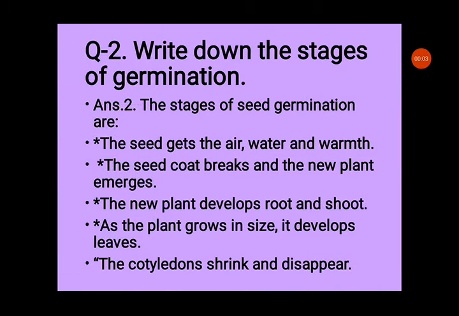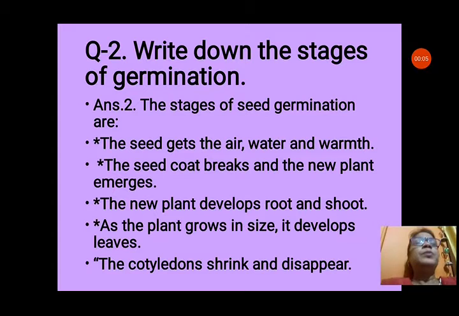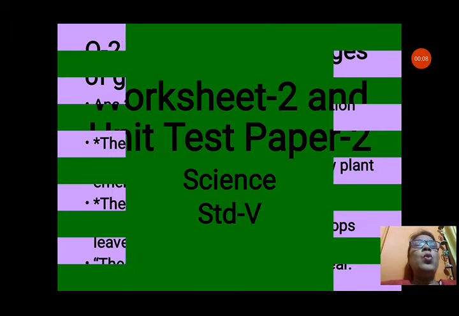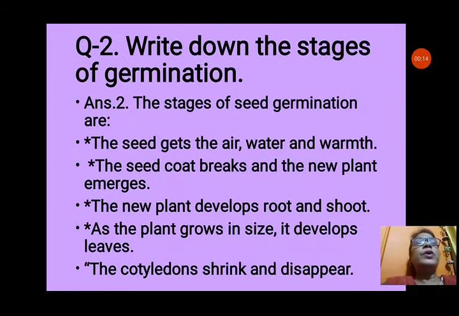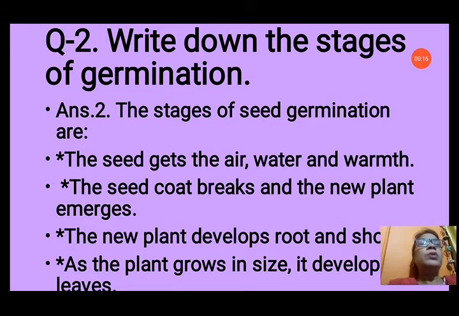Today in this class we will discuss worksheet 2 and unit test paper 2 in science. So let us start with the worksheet 2 question. The question is: write down the stages of germination. So we will discuss the different stages of germination here.